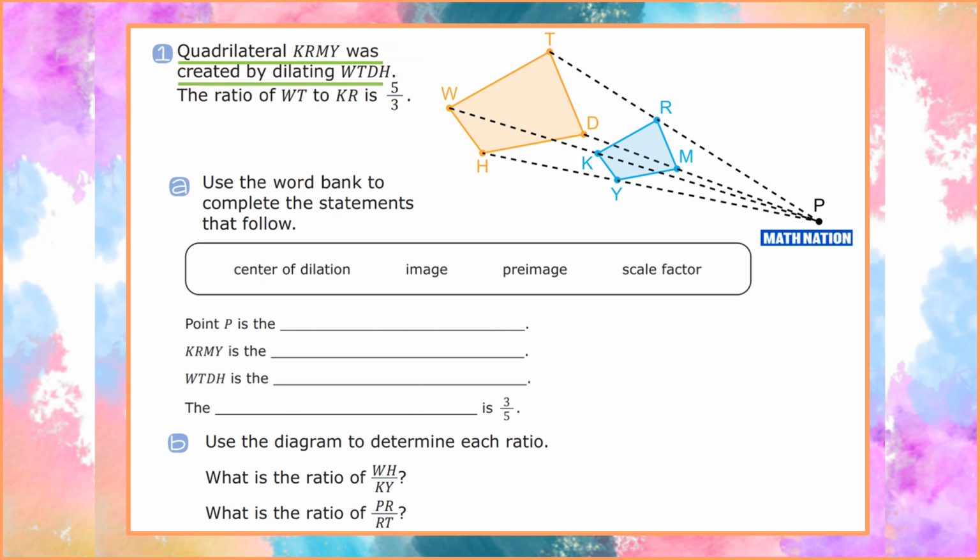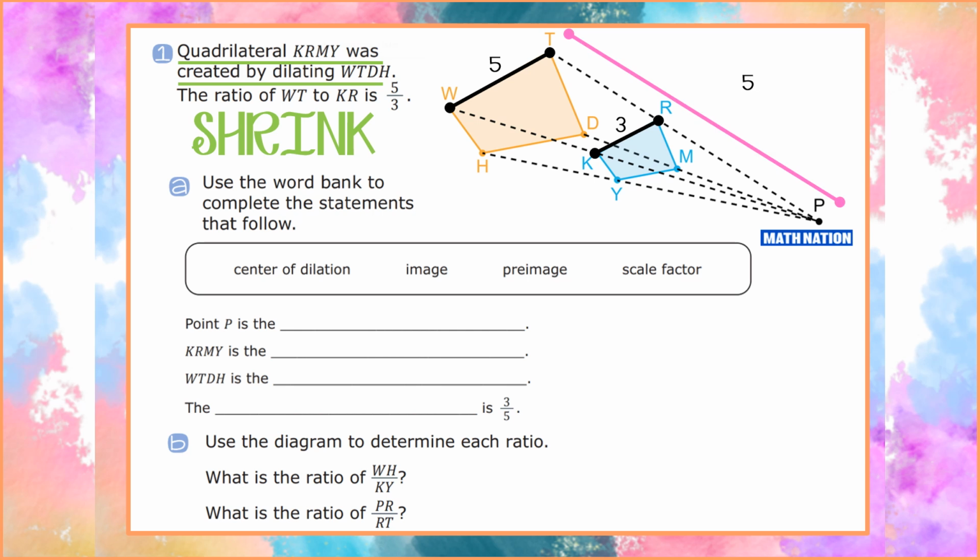Quadrilateral KRMY was created by dilating WTDH, so it was a shrink. But the ratio of side WT to segment KR is 5:3. And we need to use the word bank to fill in, and we also need to figure out some ratios at the bottom. So if it's 5:3, then the length from P to T is 5, and the length from P to R is 3. Which means that other part up there, length of segment TR, is 2.